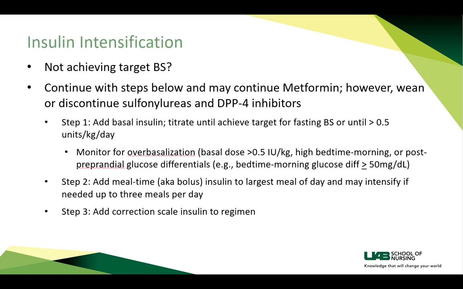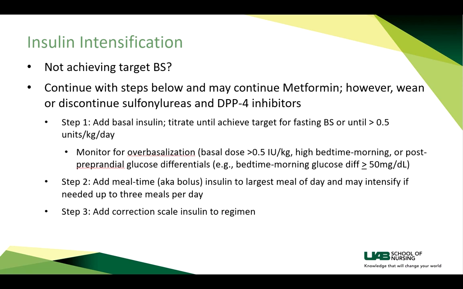Again, in order to avoid over-basalization, at the point you get to 0.5 units per kilo per day and you're still not where you need to be with your blood sugars, that's the time that you want to add your mealtime insulin. Start by adding it to the largest meal of the day that the patient eats, and ask them, what's your largest meal of the day? Let's try taking some mealtime insulin then. And then we may need to intensify that so that they're using the mealtime insulin up to 3 times a day with meals.